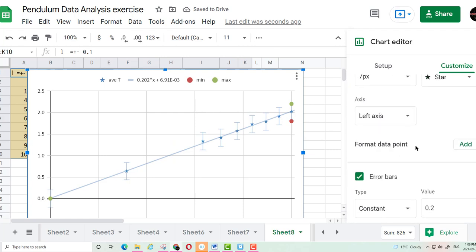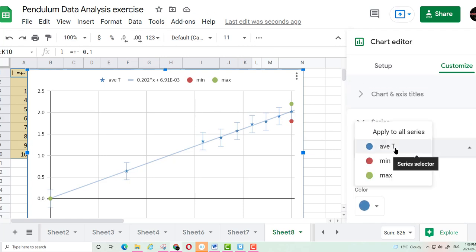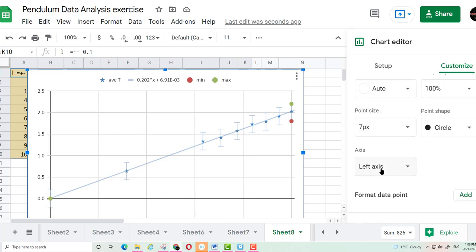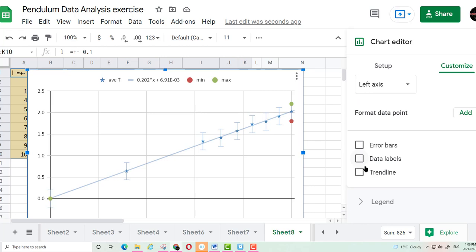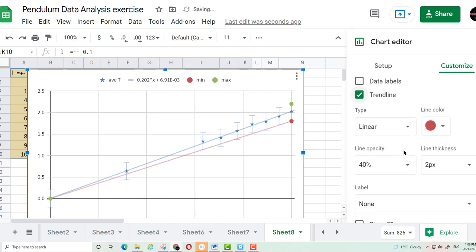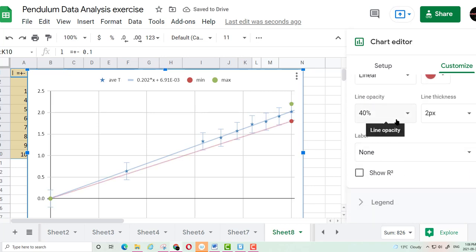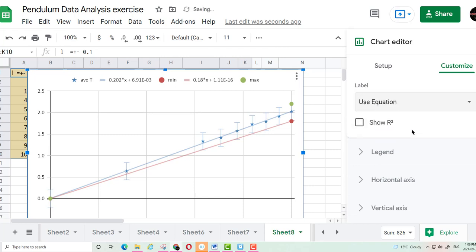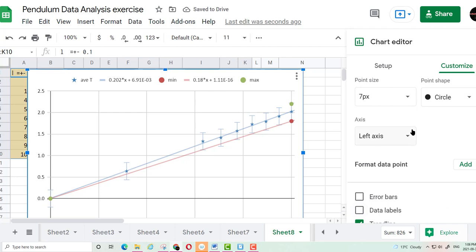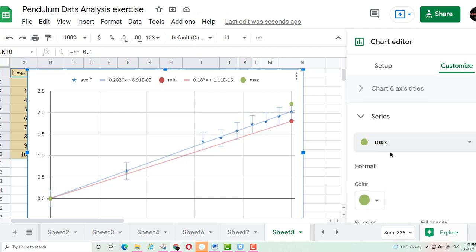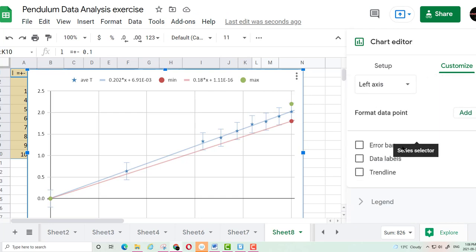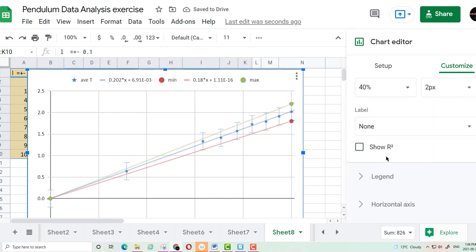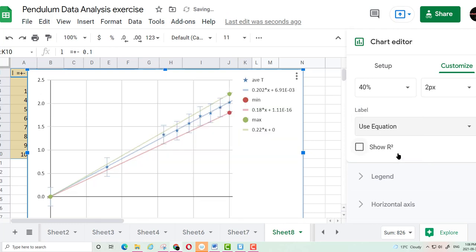And then for the minimum, come back up here, for the minimum line, okay, color red, that's fine. I would also like a trend line. It's going to be linear, and I do want to show the equation. Now let's go back up here to my maximum slope line. So I do want a trend line, and I do want an equation.